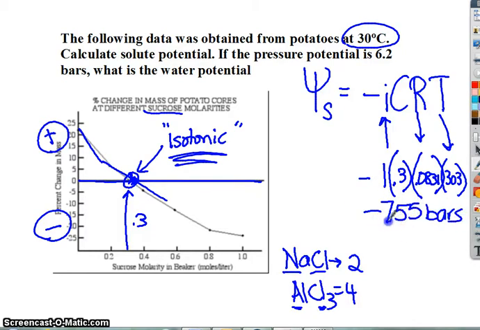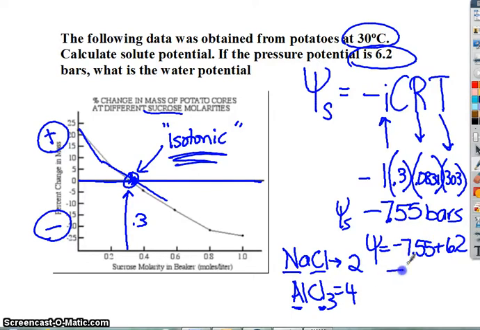By the way, on numerical ones, they're always going to tell you what to round to. They'll say round your answer to the nearest hundredth, or round your answer. So you don't have to do any of that stuff you have to do in chemistry with rounding and how many significant figures there are. In this case, they also give you the pressure potential as being 6.2, and then they want the final water potential. So you've calculated here the solute potential, so this is just going to be negative 7.55 plus your pressure potential of 6.2, and you end up with a final answer of negative 1.35 bars.